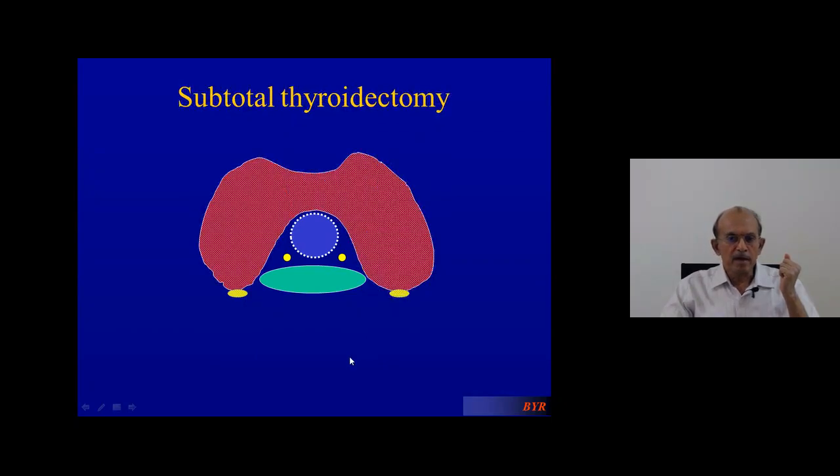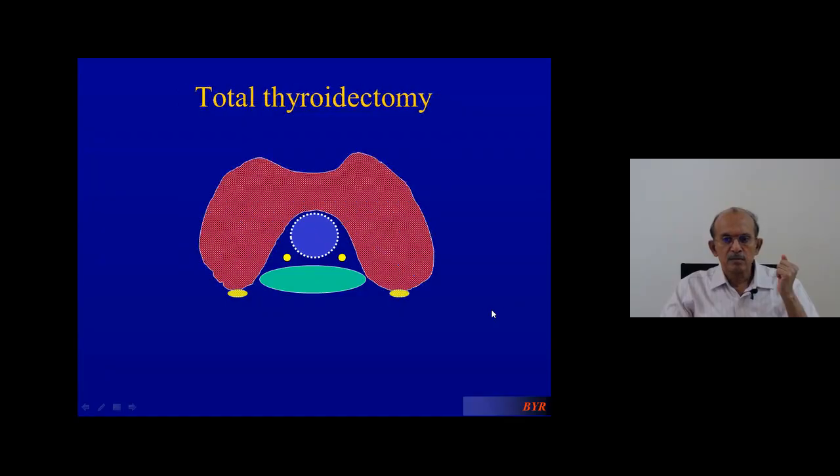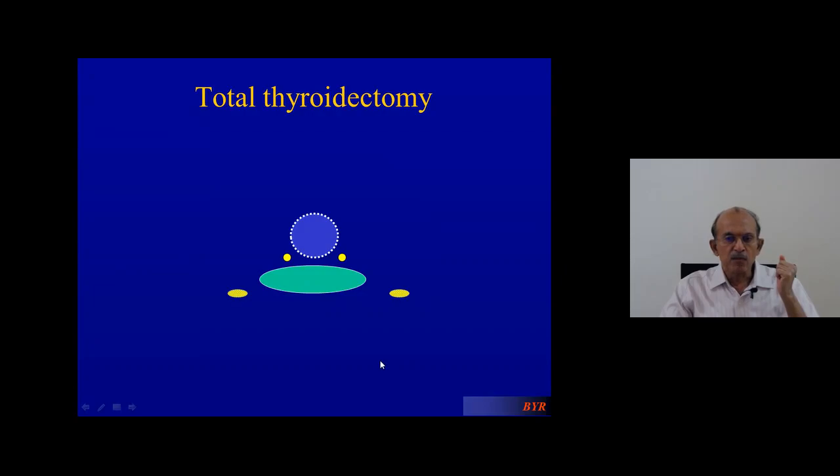Then what is subtotal thyroidectomy? You keep about 10 grams of thyroid gland in the tracheoesophageal groove and take away the remaining thyroid gland along with the isthmus. Then it is called subtotal thyroidectomy. What is total thyroidectomy? If you remove the whole thyroid gland with preservation of parathyroids and recurrent laryngeal nerves, then it is called total thyroidectomy.